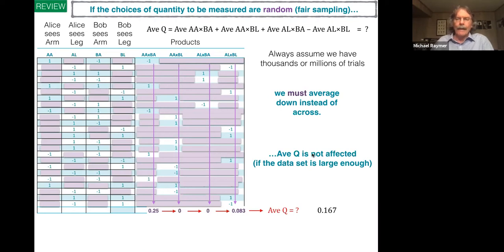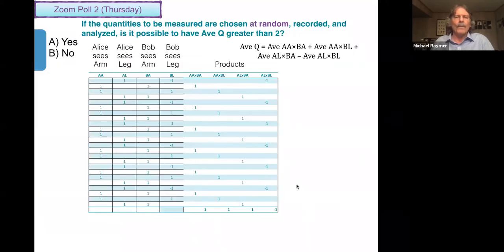Okay. Now, average of Q is not affected if the data set is large and the sampling is fair, namely random. So those which we observe and those which we block out are fairly sampled and randomly sampled. Under that assumption, we would think that average Q should always be less than 2. Okay, so here's a poll question.